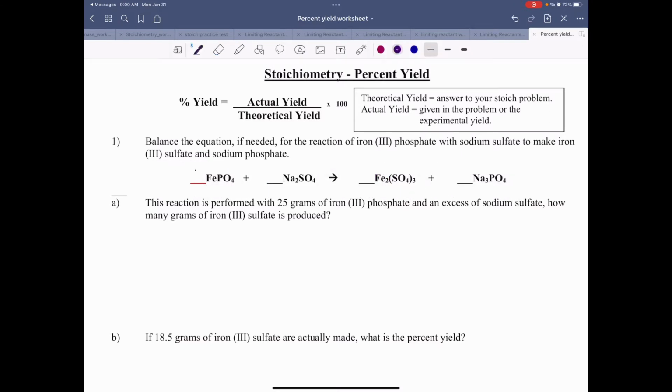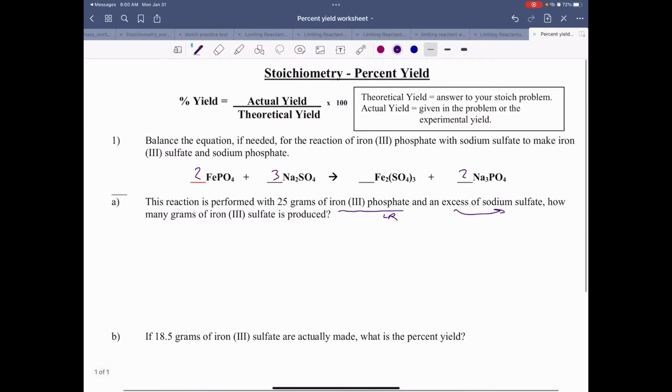Let's put that back. So this was 3, 2, and then this was just that. Okay. So this reaction is performed with 25 grams of iron 3 phosphate in excess of sodium sulfate. Okay, so right away they tell you that the iron phosphate must be the limiting reactant because the other one says you have excess. So we only got to calculate the amount of product using the 25 grams of iron phosphate.